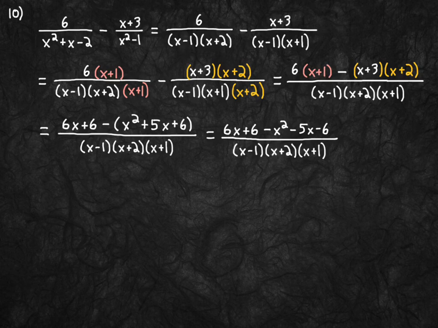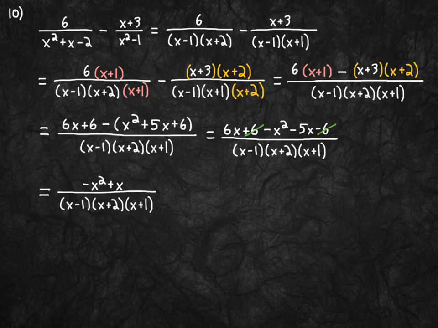Combine like terms. There's only one x squared term, so it's negative x squared. There's two x terms, 6x minus 5x, which is x, and there's two constant terms, 6 minus 6, which is 0. So this one comes out kind of nice in the numerator. So I get minus x squared plus x over the same denominator I had before.